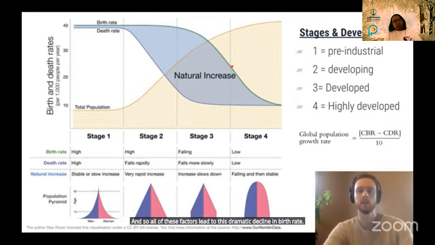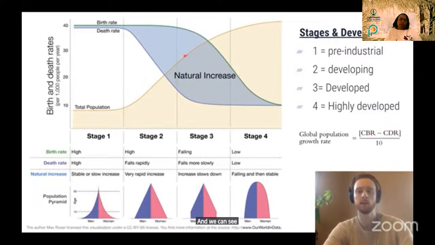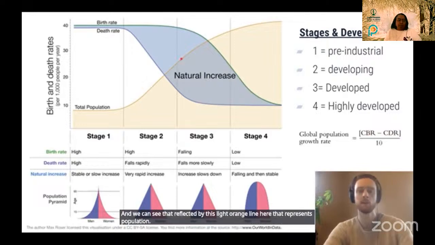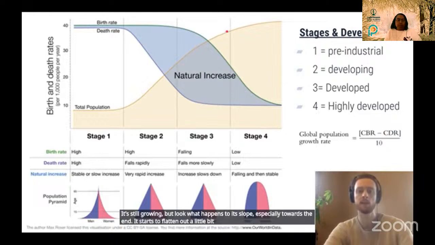And remember, since growth rate is just equal to CBR minus CDR, if we decrease our birth rate and bring it closer to our death rate, this number gets smaller, our numerator, so we're going to have a lower growth rate. And we can see that reflected by this light orange line here that represents population. It's still growing, but look what happens to its slope, especially towards the end. It starts to flatten out a little bit. It's getting far less dramatic or less rapid than it was in stage 2.